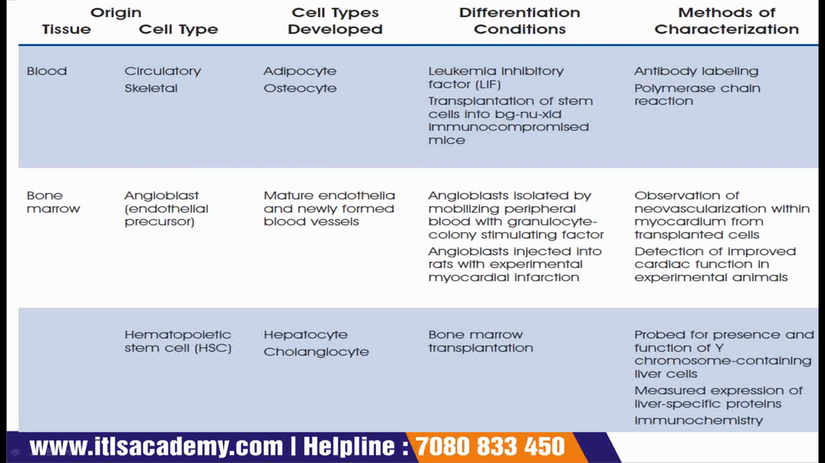Coming to the next type of cells, the tissue of origin we are going to take is blood. The cell type is circulating skeletal, while the developed cells are adipocyte and osteocyte. Differentiation conditions include leukemia inhibitory factor, transplantation of stem cells into BG-NU-XID immunocompromised mice. Methods of characterization include antibody labeling and PCR.